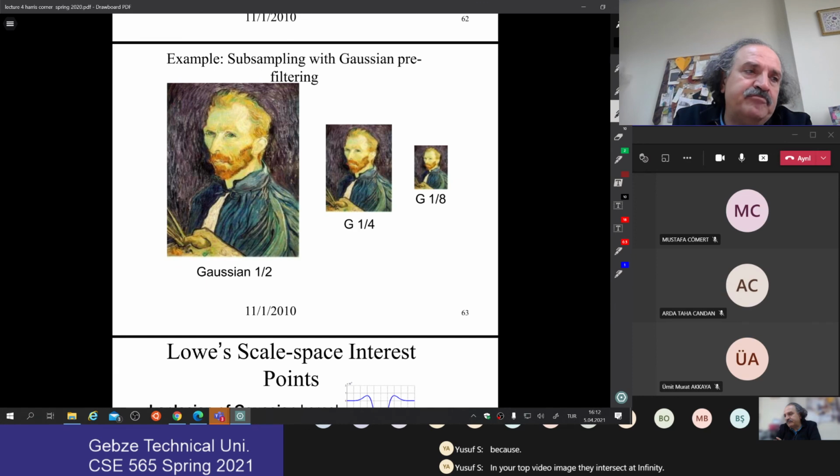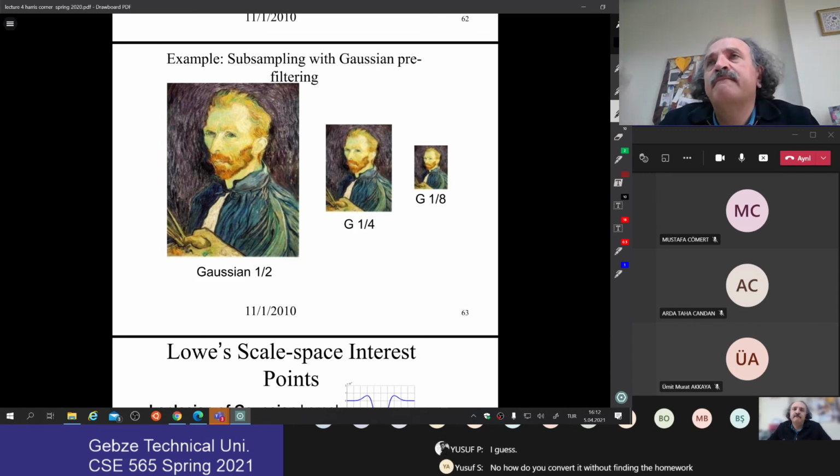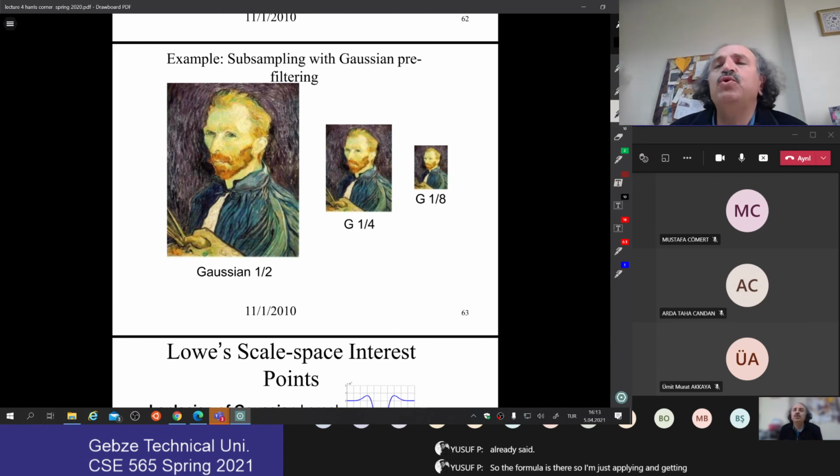After converting them, we will try to find it. No, how do you convert it without finding the homography? How do you find the homography? I've selected 4 points from the photos which I've taken from angles, right? Yeah. And then I have other output points that I've already set. So the formula is there, and I'm just applying it and getting the homography. You should use the infinite point while you are getting your homography. That's what I asked.